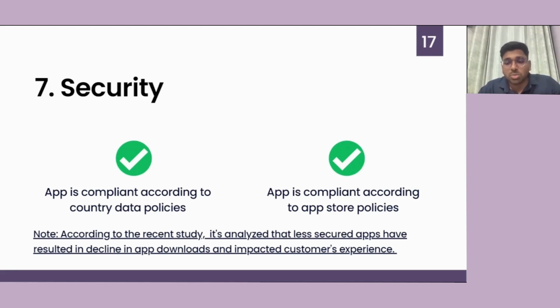The second is that it should be compliant according to the app store policies. App stores like the Google Play Store and the Apple Store have their own mechanisms to check secure and insecure apps, like Google Play Protect. Once you upload the app, they check whether the app is compliant or not. If Google Play verifies it with Google Play Protect, then you can consider it a secured app.